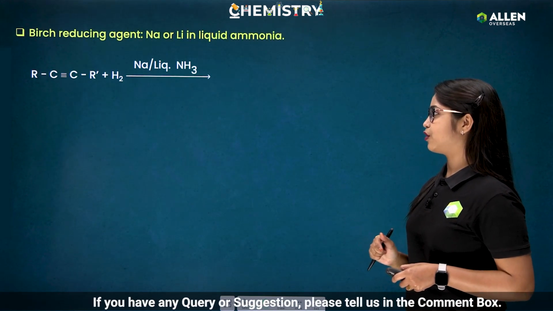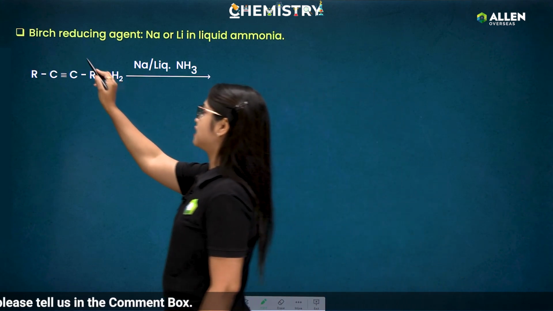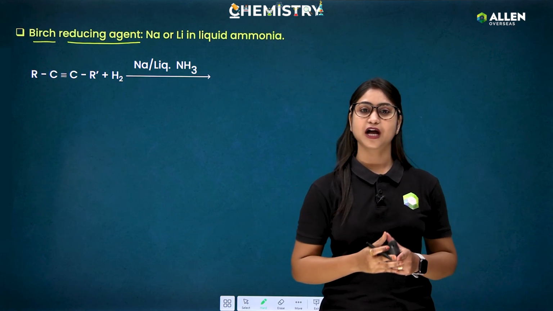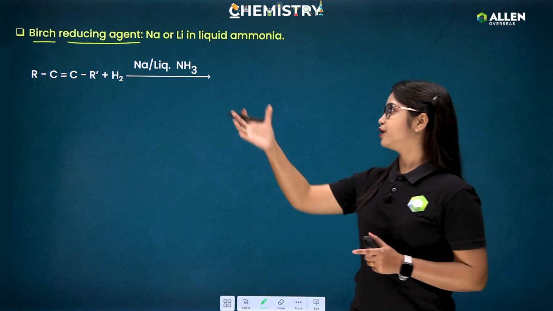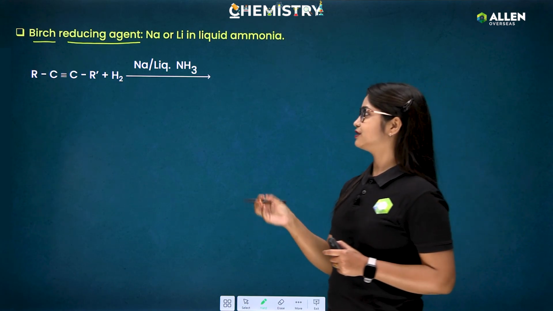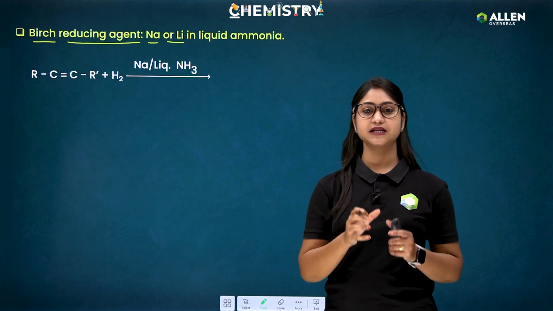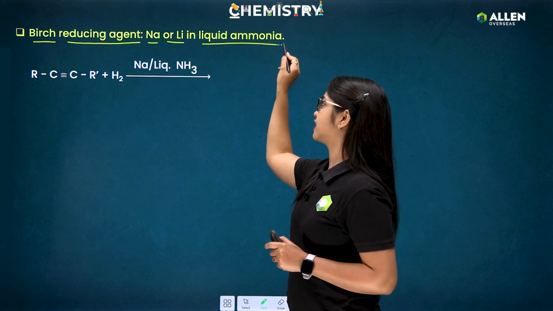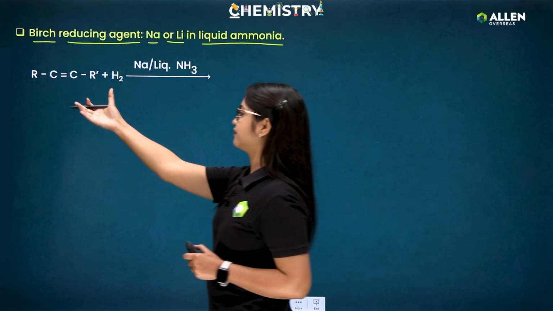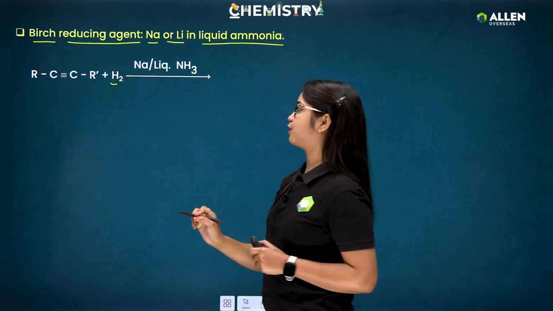This is one reaction. Now, the second partial hydrogenation reaction is Birch reduction, or using Birch reducing agent. Okay, this reaction is called Birch reduction, and the reagent that we are going to use is called Birch reducing agent, that is sodium or lithium, the highly active metals, in liquid ammonia. Okay, this is the reagent for this reduction, right? So here you have the alkyne. Again, you have the hydrogen and sodium in liquid ammonia.